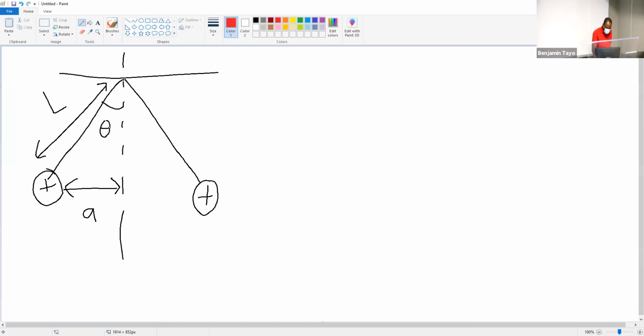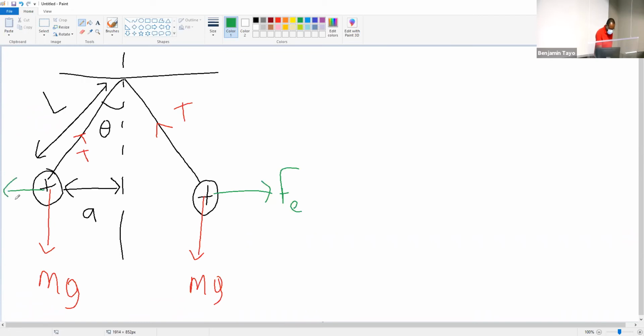So when I look at all the forces acting on the system, there is a force of tension here, there is a force of tension here, there is a force of gravity here, which is M times G. There is a force of gravity here, which is M times G. There's an electric force here, which I'm going to write Fe. There's an electric force there, Fe.